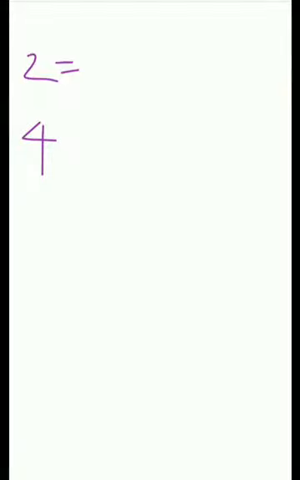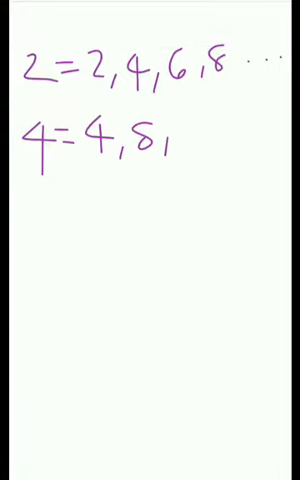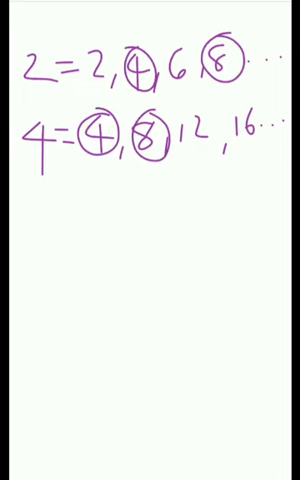Now what are the multiples of 2? 2, 4, 6, 8, etc. Now what are the multiples of 4? 4, 8, 12, 16, etc. Now if you look at the multiples of 2 and 4, you can see that 4 is a common multiple of 2 and 4. 8 is a common multiple of 2 and 4. Similarly, you will get many such common multiples of the numbers 2 and 4.